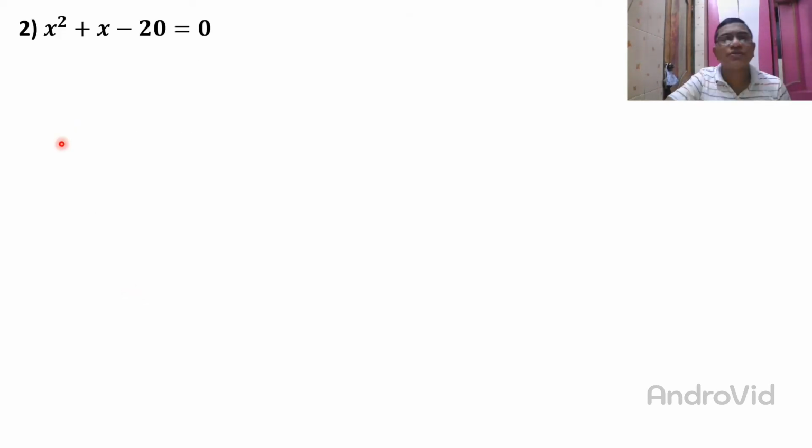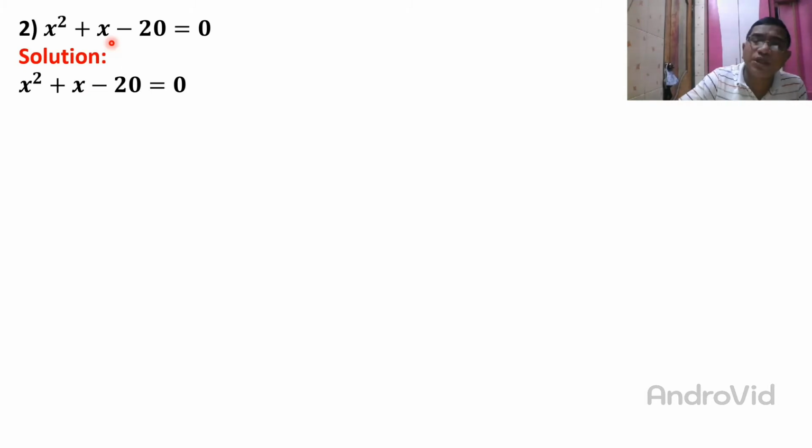Second problem. See here, x square plus x minus 20. So the product is minus 20, and the sum or difference is 1. So you are going to find out the two numbers whose product is minus 20 and whose sum or difference is 1.